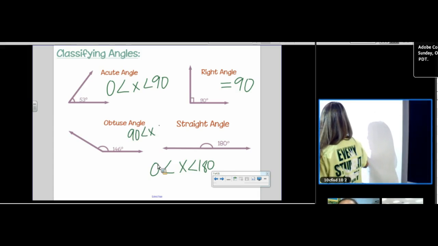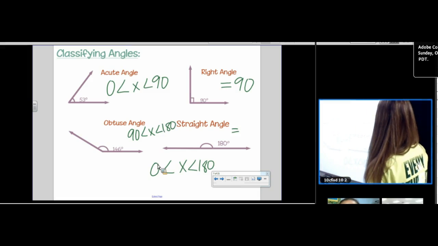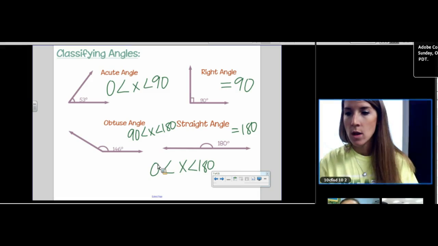Greater than 90 and less than 180. And of course, a straight angle will be exactly equal to 180. Okay? So we're not going to go below 0, we're not going to go above 180.